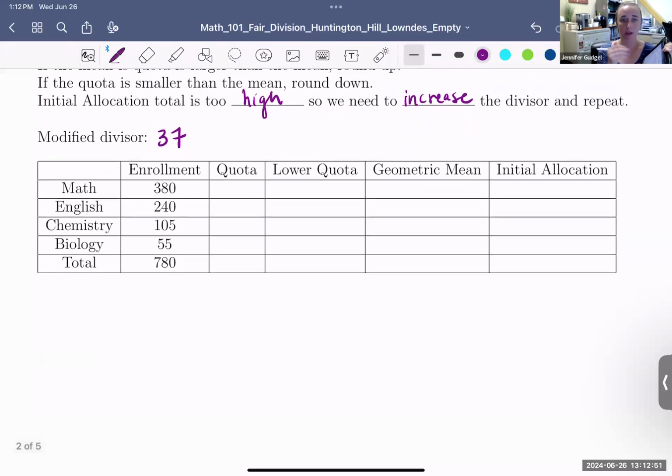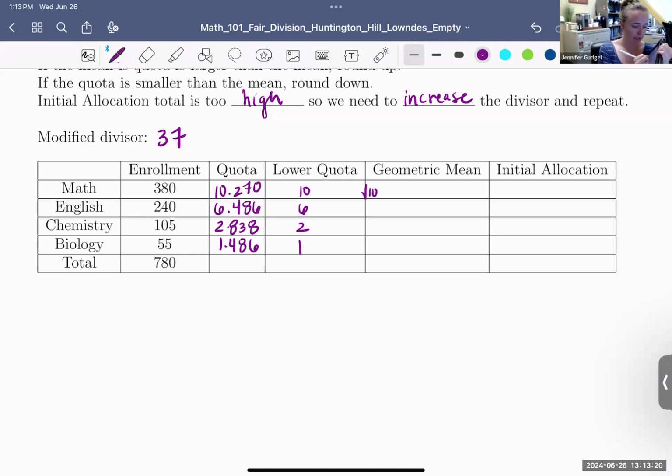We find the quotas, 380 divided by 37, 10.270. 240 divided by 37, 6.486. 2.838. 1.486. All right, the lower quotas are just the cutoff values without the decimals, just the lower part.